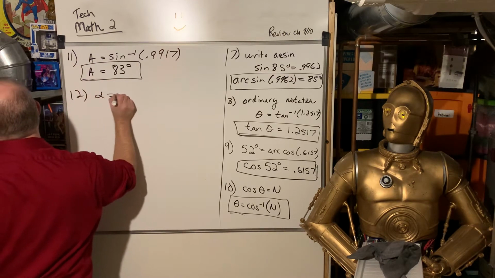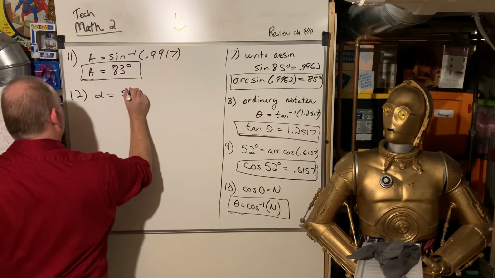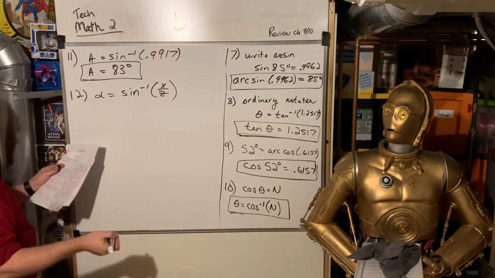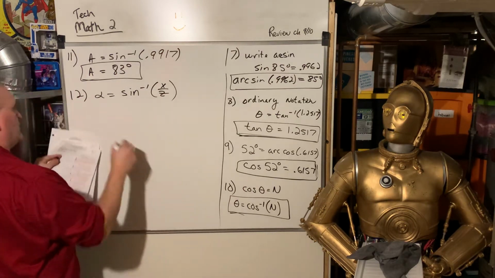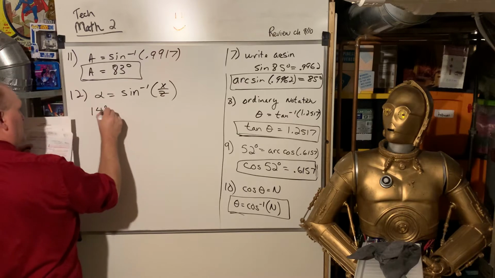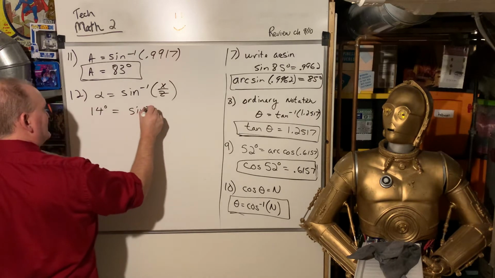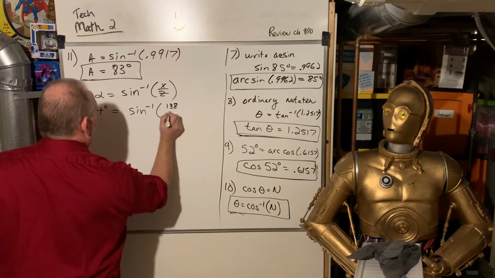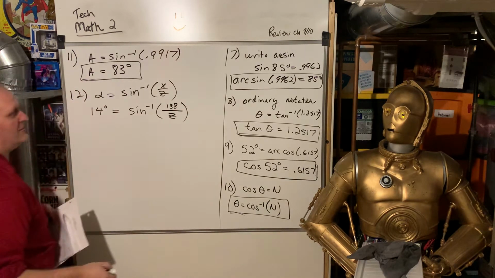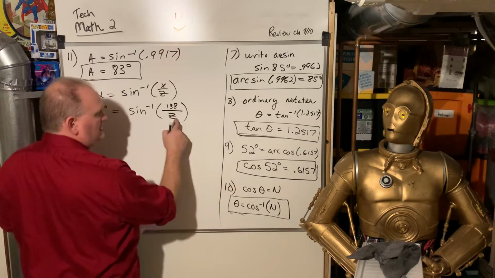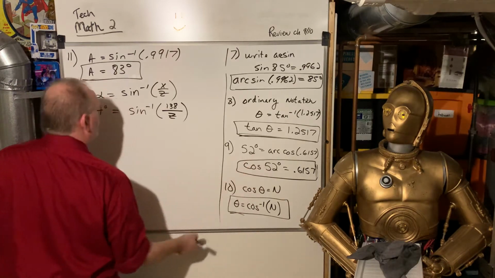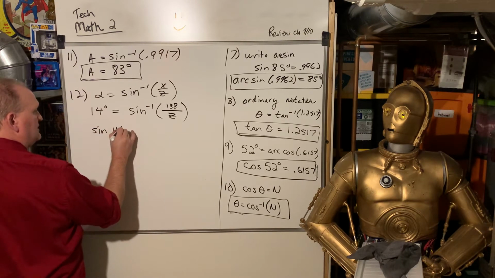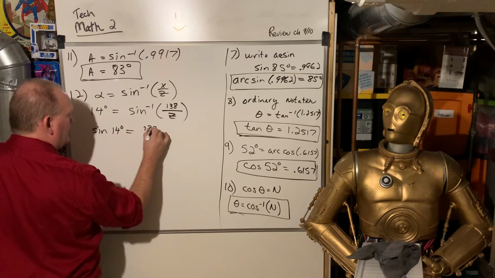Number 12. This one's a little tougher. They give you a formula, and then they give you pieces of the formula. They give you the angle, 14 degrees. They give you x as 138, but they don't give you z. And so now you have to rewrite it to solve for z. This means that the sine of 14 degrees is equal to 138 over z.